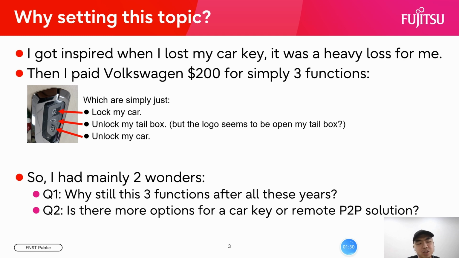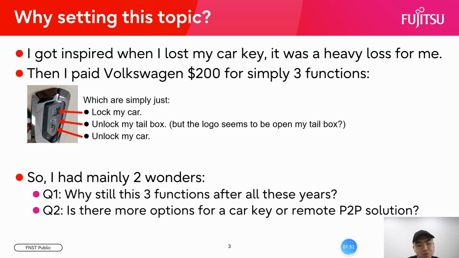The first function is to lock my car, and the second function, if you look closely, you can see that it seems to be opening my tailbox. But it is not. It's just unlock the tailbox. The third function is to unlock my car. That's all. So I mainly have two questions.